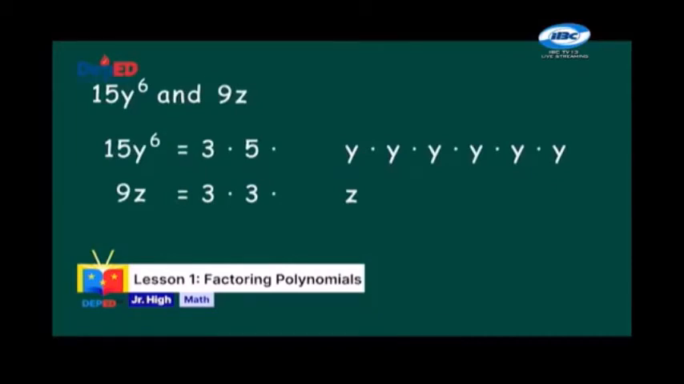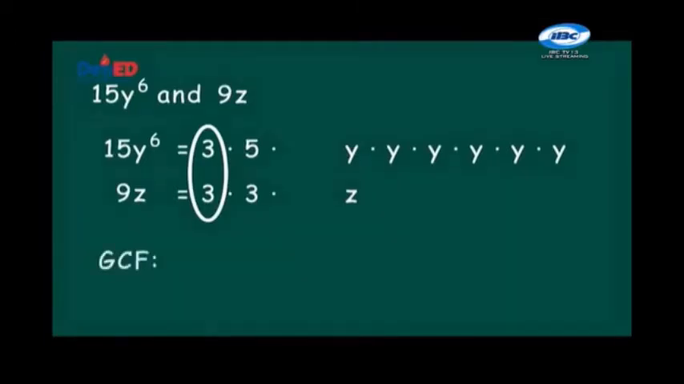The numerical coefficient can be factored as 3 times 5, while y raised to 6 means that y is multiplied to itself 6 times. How about 9z? 9z is equal to 3 times 3 times z. Can you identify all common factors? Note that 3 is the only common factor. Hence, the greatest common factor of 15y raised to the power of 6 and 9z is 3.